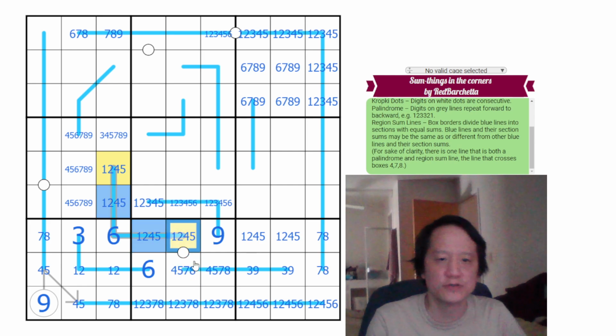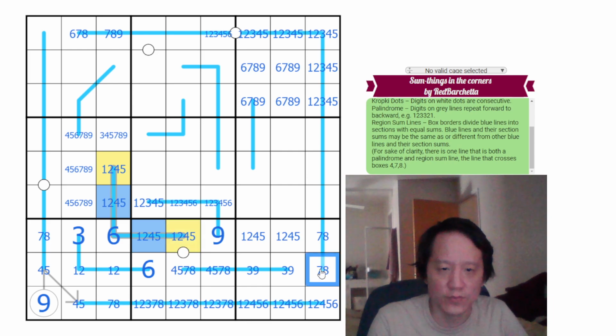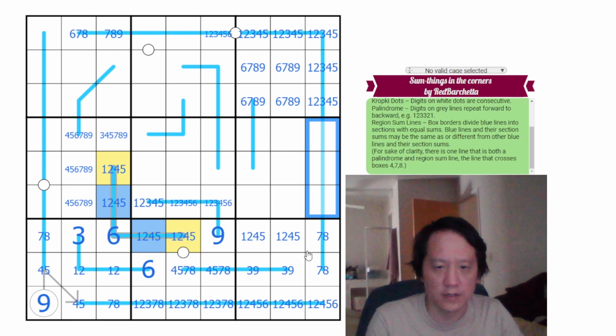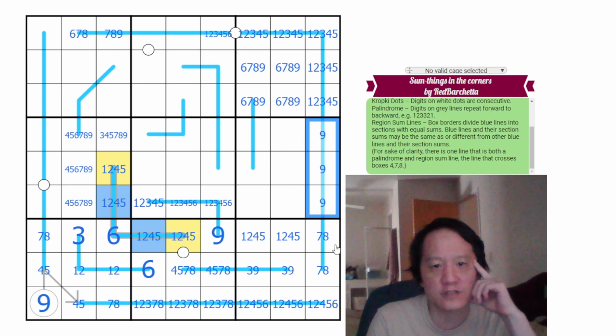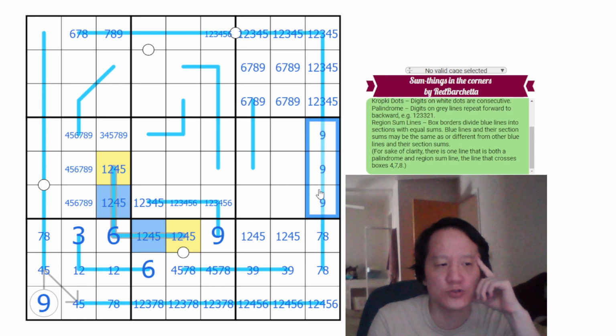We don't know anything else. So, yeah. This is 6, 7, 8, 9. This is 9. So this has to be 9. Oops. This has to be 9. Which means this is 15. So this has to add up to... what is it? 6, right?